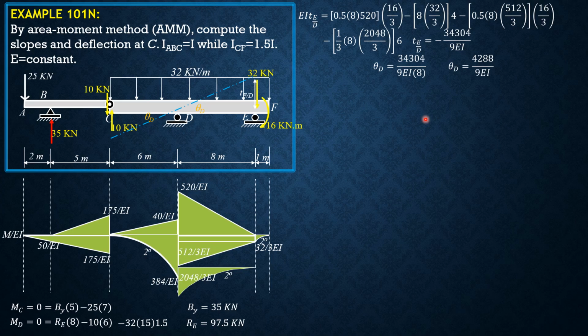Then having known theta D, let's transmit it here. Let's compute deviation of C right with respect to the reference tangent at D. So EI deviation of C right relative to D is 0.5 of 6 times 4 over EI. Then the moment arm from C right is 2/3 of 6, so that's why you have 4.